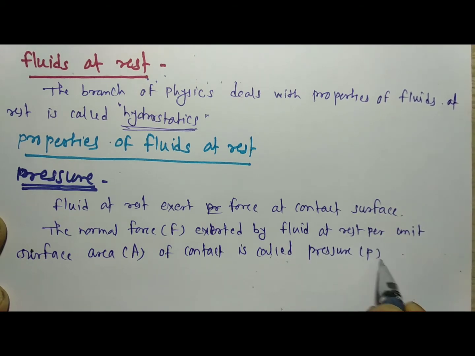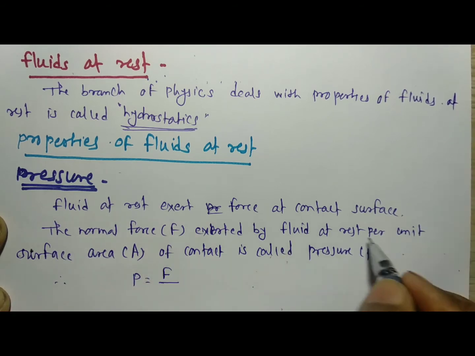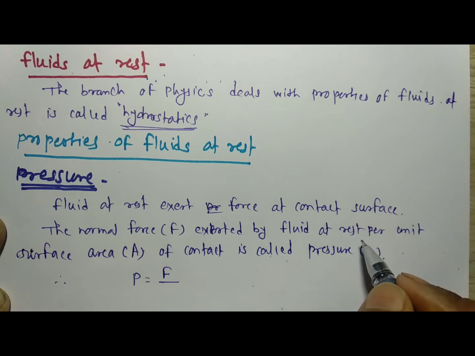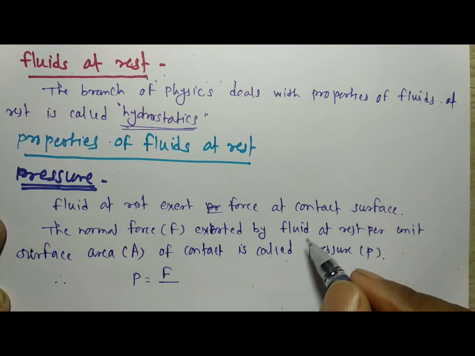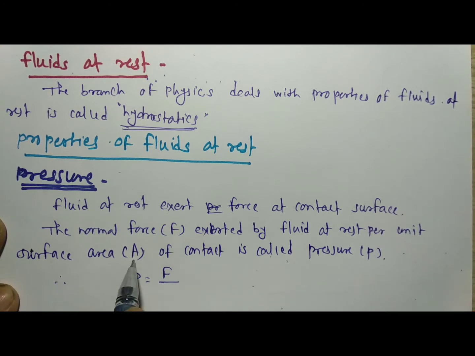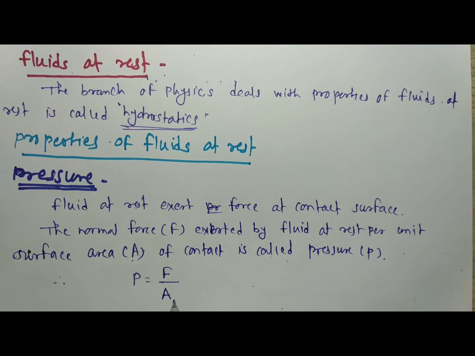It is denoted by P here, and therefore pressure P is equal to the normal force F exerted by fluid at rest. When the fluid is in a rest condition, the force exerted by that fluid per unit surface area A at the contact is called pressure, and therefore P is equal to F divided by A.